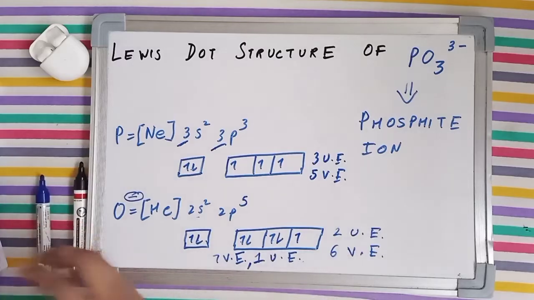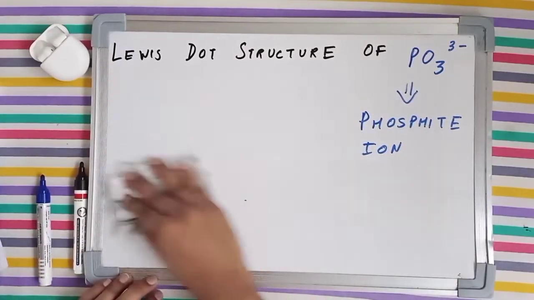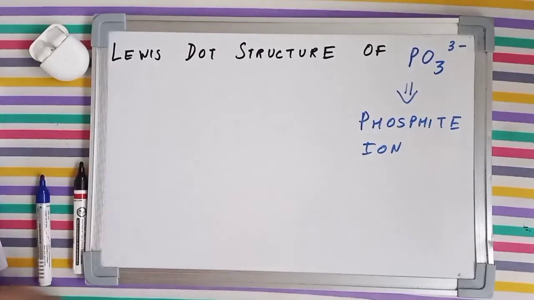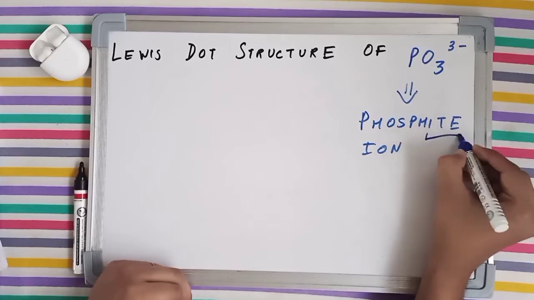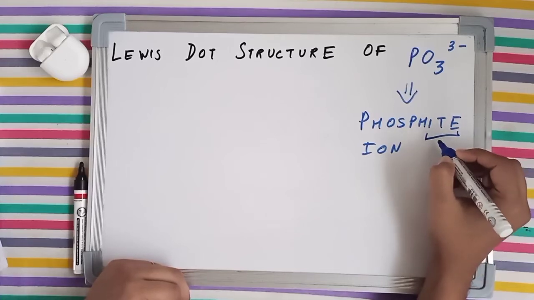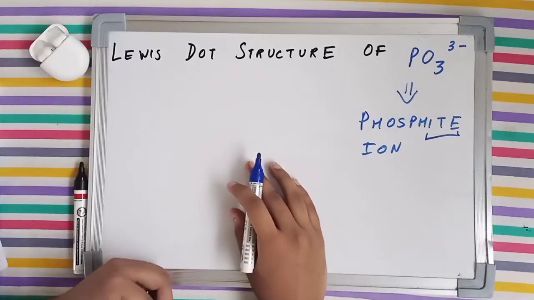Now let's proceed to draw the structure of the phosphite ion. I'll also tell you why it is called ite, why we are using the suffix ite and not ate. I'll tell you later, but let's draw the structure first.